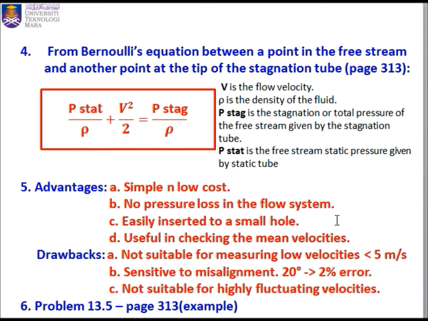the flow system, easily inserted into a small hole, and useful in checking the mean velocity. But it is not suitable for measuring low velocity less than 5 meters per second, and it's sensitive to misalignment. It has around 2% error, and is not suitable for highly fluctuating velocities.